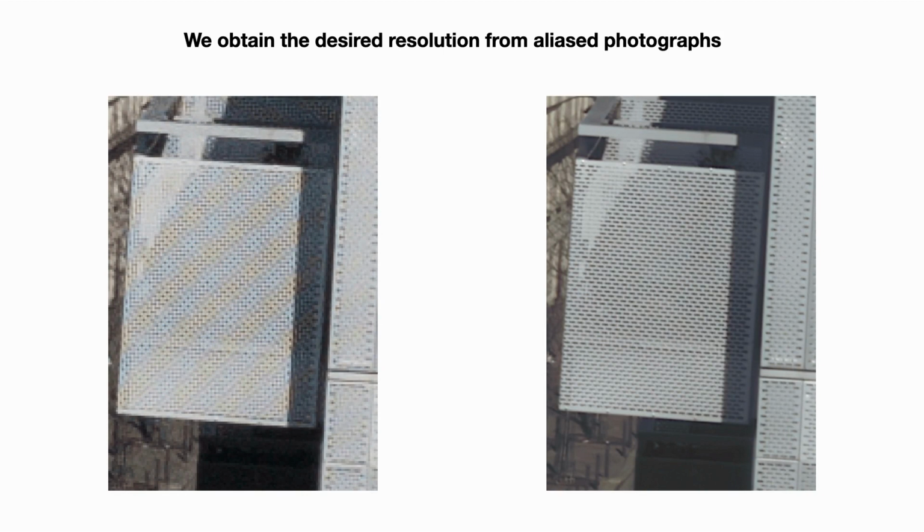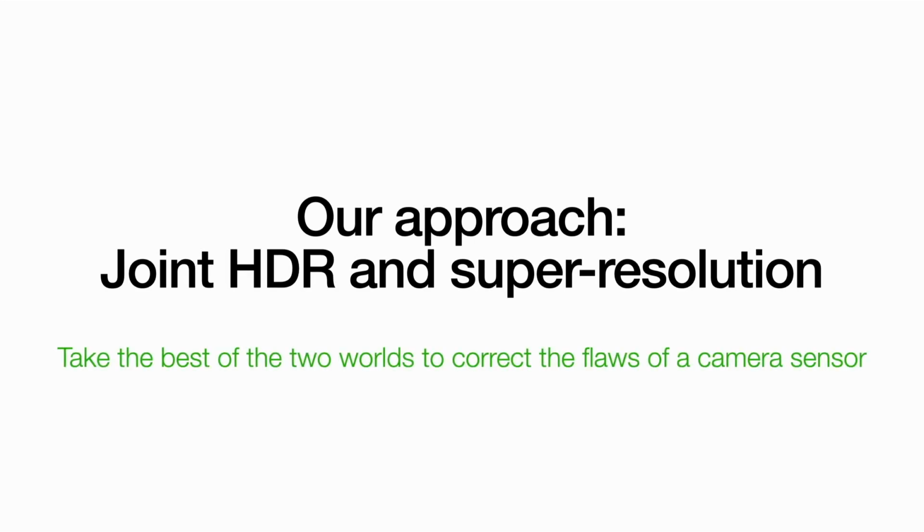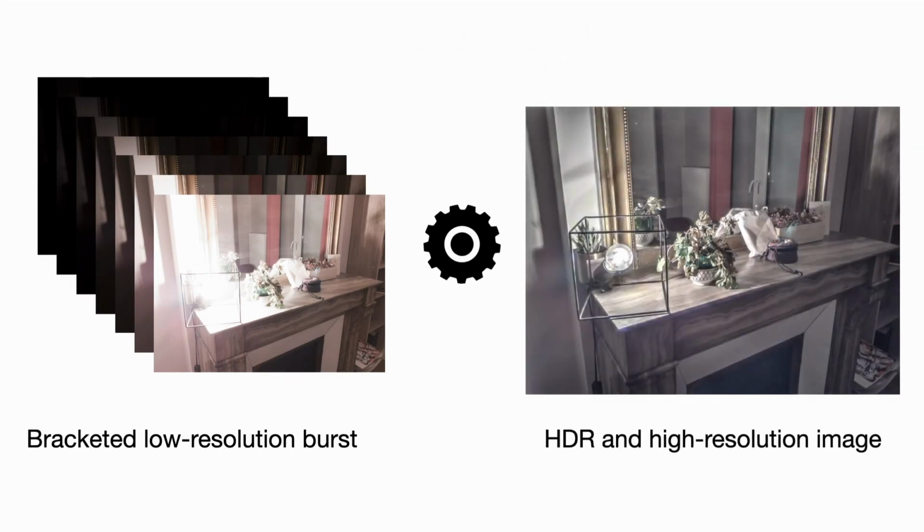Because both HDR and super resolution rely on combining multiple frames, we jointly address these two problems by leveraging at the same time aliasing and exposure bracketing. We take with a handheld camera a burst of bracketed low-resolution images. Our algorithm produces a high-quality output with higher resolution, larger dynamic range, and better signal-to-noise ratio.